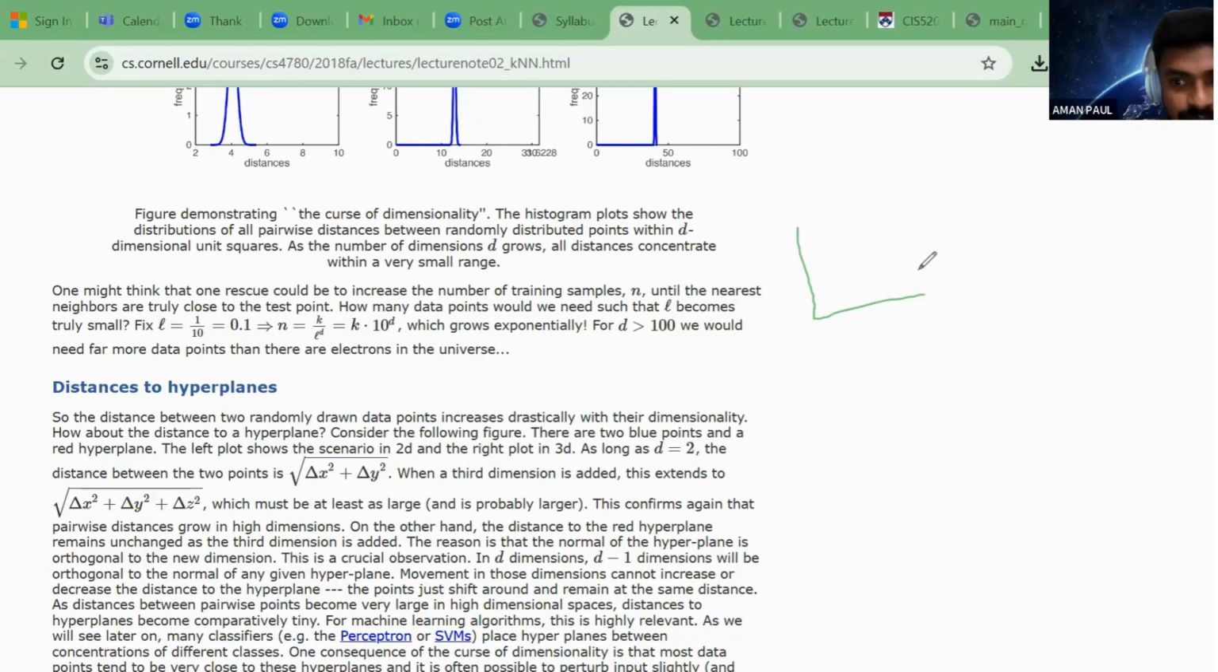Hello. Yeah. Sir, I'm asking that in KNN, K nearest neighbor, basically the loss function is the distance value or something else?